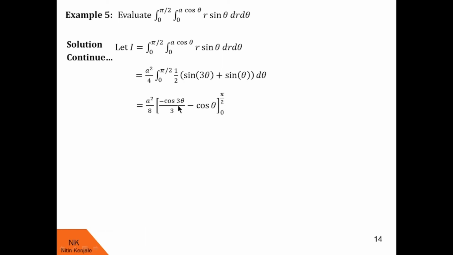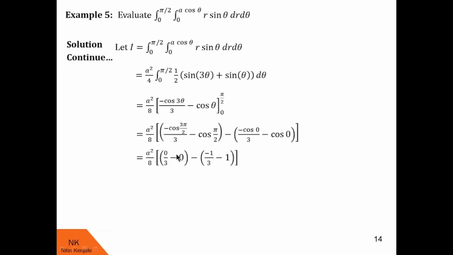Now let us substitute these limits in theta. So after substituting pi by 2, we have minus cos 3 pi by 2 by 3 minus cos pi by 2 minus, after substituting lower limit 0 in theta, we have cos 0 by 3 minus cos 0. Since cos 3 pi by 2 is 0, similarly cos pi by 2 is 0, first term becomes 0. Cos 0 is 1, so we have minus of minus 1 by 3 minus 1 over here. Now this minus into minus becomes plus here and here.